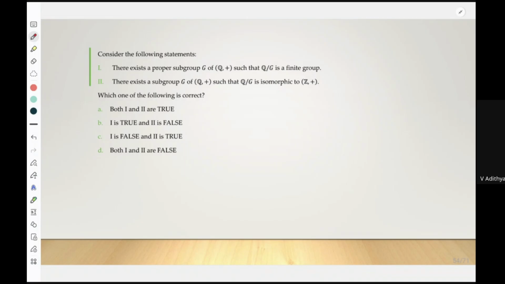Consider the following statements. There exists a proper subgroup G of Q such that Q mod G is a finite group. There exists a subgroup G of Q plus such that Q mod G is isomorphic to Z plus.